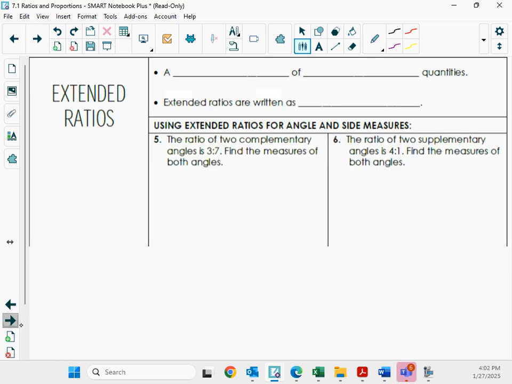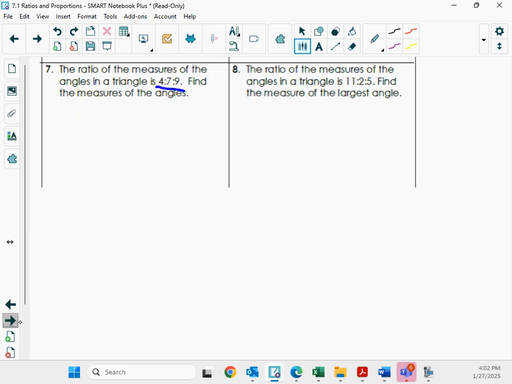Extended ratios is a comparison of 3 or more quantities. So extended ratios, we're going to see them written like this: A to B to C. Not in questions 5 and 6, but here in 7 and 8, see 4 to 7 to 9, or 11 to 2 to 5. Those are examples of extended ratios.